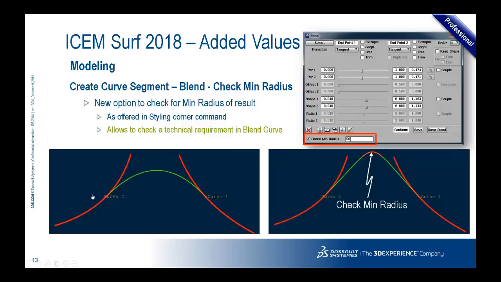And the next one. So, curve blend. You may remember in ICEM Surf 2017, I think it was, we added a minimum radius to the styling corner. Well, it's a very useful function. Personally, I use the curve blend command more often. So we've now added the check minimum radius to the curve blend function as well, right here. A useful addition.